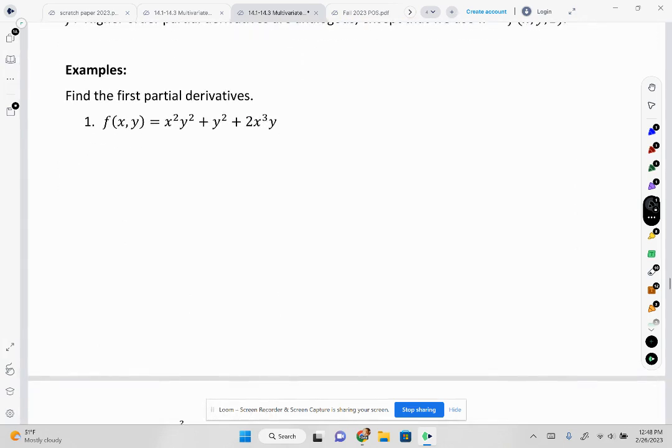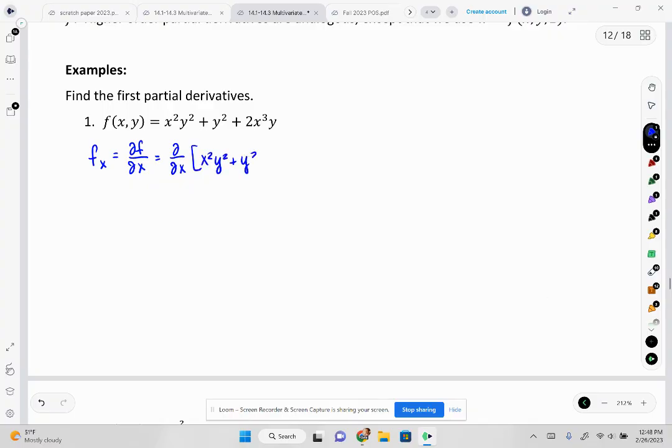All right, let's see how we do this. In these first examples, we're being asked to find the first partial derivatives. So that means we want f sub x and we want f sub y. I'm going to use all my notations though. So f sub x, that's just equal to del f del x. And the way I write this is I'm going to take del x of x squared y squared plus y squared plus 2x cubed y. Now, if I'm taking the partial derivative with respect to x, that means y is fixed. That means I treat y like a constant, okay?